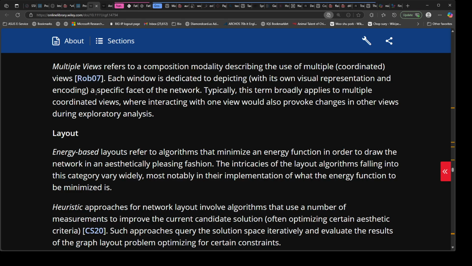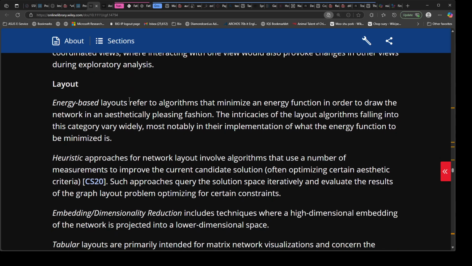views, Rob07. Each window is dedicated to depicting, with its own visual representation and encoding, a specific facet of the network. Typically, this term broadly applies to multiple coordinated views, where interacting with one view would also provoke changes in other views during exploratory analysis.